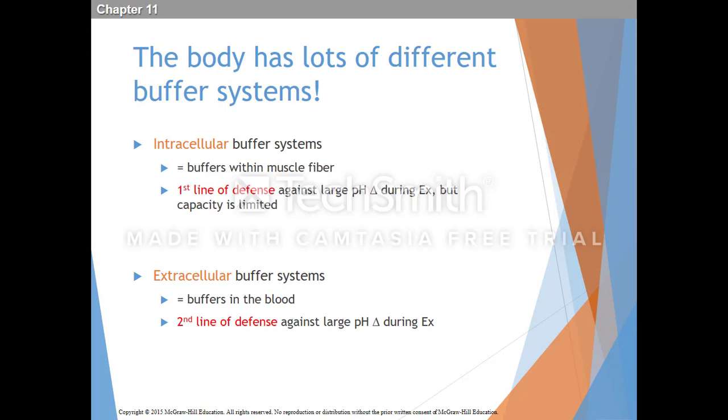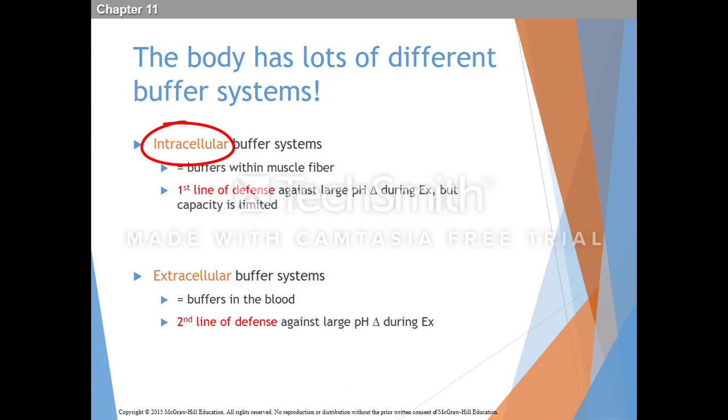You should also know that the body has several different types of buffer systems, and these buffer systems tend to be lumped into two categories. We have one category called the intracellular buffer systems, and we have another category called the extracellular buffer systems. These intracellular buffer systems are the buffer systems that are located within the cells. So in exercise physiology, we tend to focus on intracellular buffer systems located within skeletal muscle cells or skeletal muscle fibers. And what you should know about these intracellular buffer systems is that they serve as the first line of defense against large changes in pH during exercise.